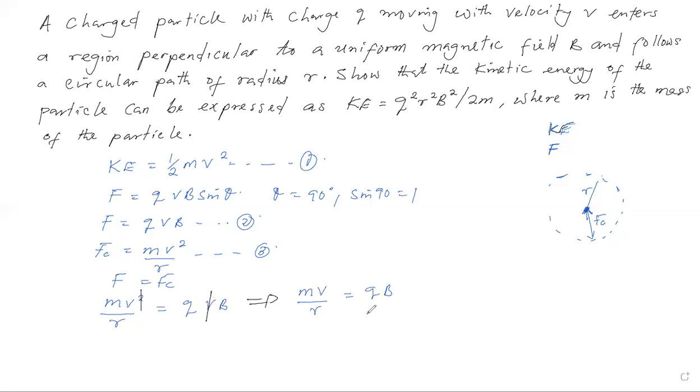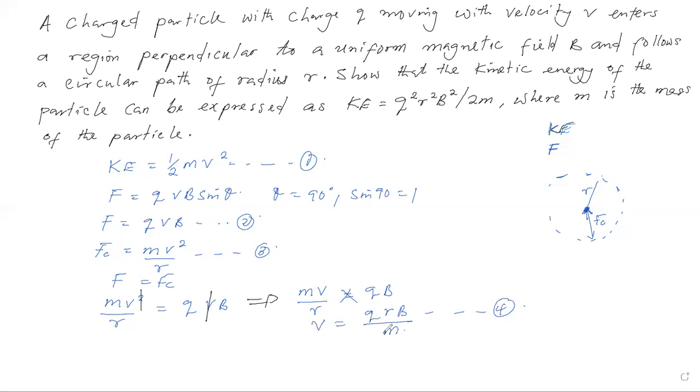So now we can cross multiply and make v the subject of this formula, which is going to be v equal to QrB over m. Right? So this will be our equation 4. So now we found the velocity at which this particle will be moving in that circular path, and this will be the velocity. So now we take equation 4 into equation 1.